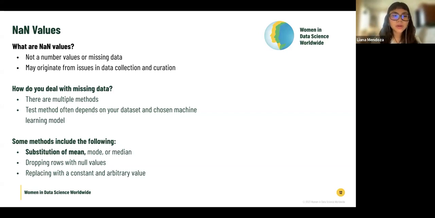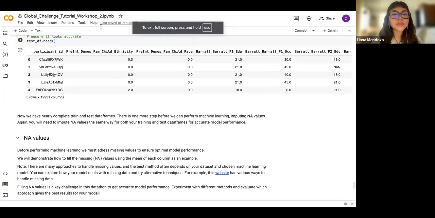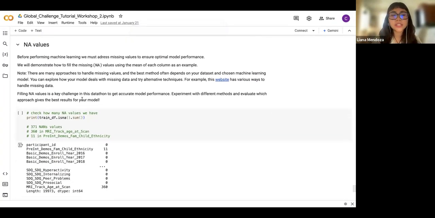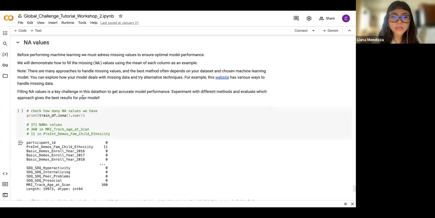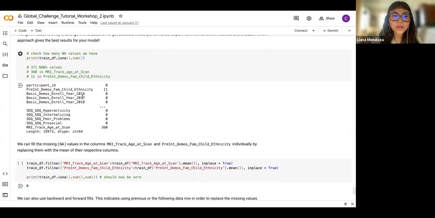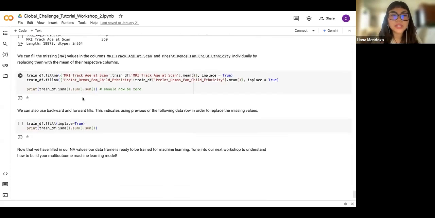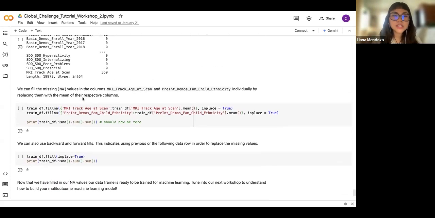So for this workshop, we'll go ahead and jump to our notebook. We will be demonstrating substituting with the mean and also using different fills, like the nearest neighbor fill. First, I think it's important that we load the train DF dataset. As you can see, we have 371 null values in total. And then if we fill these null values with the mean of these specific columns with different missing values, then you can see that the sum of the NA values is equal to 0.